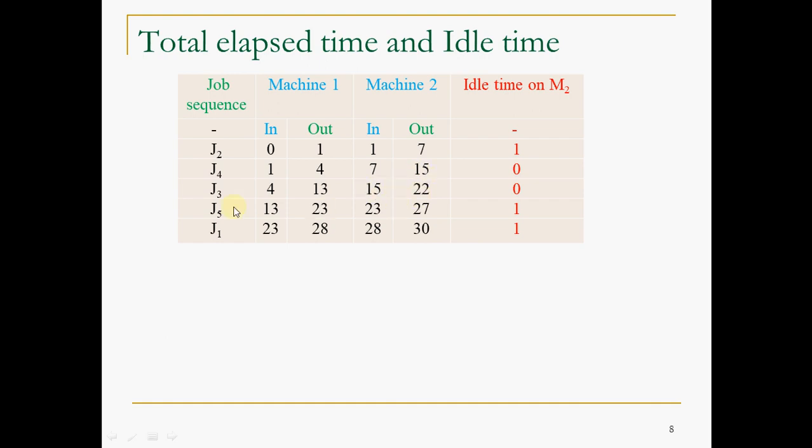So here what is happening? J3 on machine 2 is completing by 22 minutes, but to take the next job, that is J5, machine 1 is not giving it till 23 minutes. So hence the in time for machine 2 for this job will become the higher one out of these two, whichever is higher, so 23. 23, again the processing time may be 4 minutes. Here also the same thing is happening. So job 5 has been completed on machine 2 by 27 minutes.